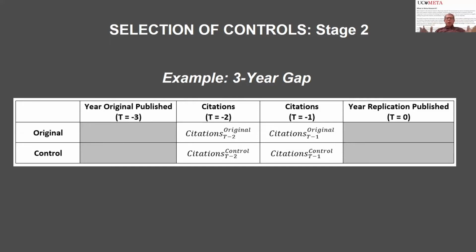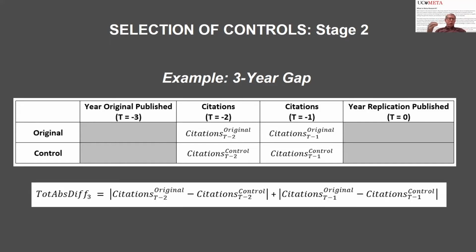So here's an example. Here we have a 3-year gap between when the original was published and the replication was published, which gives us 2 full years in between to compare citations. And so what we look at is the number of citations for the original study and for the control for each of those intervening years. And we calculate what we call the total absolute difference. That's taking the absolute value of the difference in citations for each of those years between the original and the control. So that's what it looks like for a 3-year period.